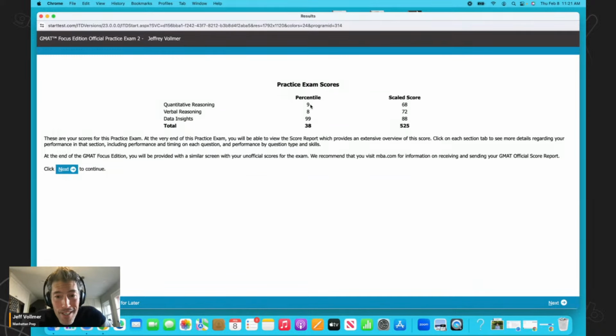But yeah, the quant and the verbal were pretty abysmal. That's because I just kind of clicked through them really quickly. I did try the first quant problem the other day when we were doing the tech stuff, and I just wanted to see how it would look on the stream.